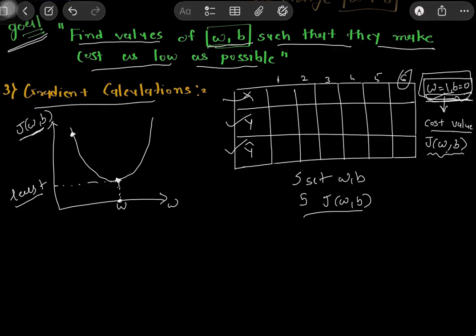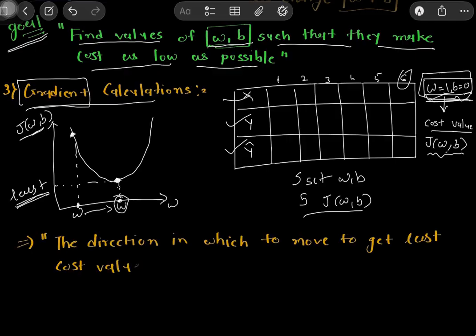At the first iteration, we will not have this entire picture. We do not know that for the W I have selected, which is here, the least amount of cost value is somewhere around here, and that I have to increase my W to reach it. That knowledge we do not have. That is why we calculate the gradient. What the gradient gives is the direction in which we have to move to get the W and B that generate the least cost value.